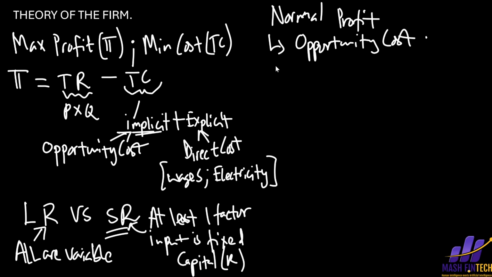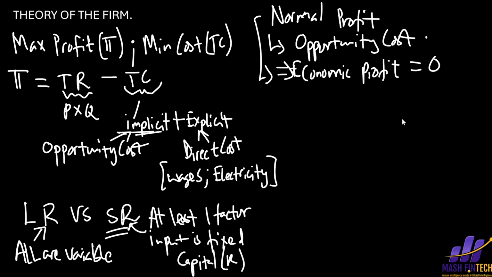Hence, your normal profit basically implies that the economic profit of the firm is equal to 0. So this normal profit implies that the economic profit is equal to 0 after taking into account both implicit and explicit costs. You're going to have an economic profit of 0. That's what the normal profit is.